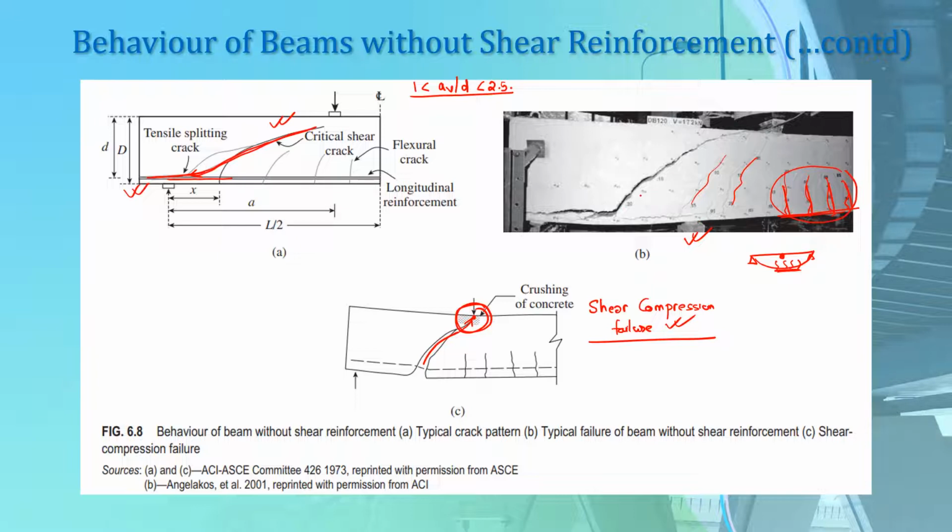But near the support, you can see these inclined cracks which have also propagated backward, leading to bond failure and splitting failure, and which may also reach the very top where our load is acting, causing shear compression failure at the very top.